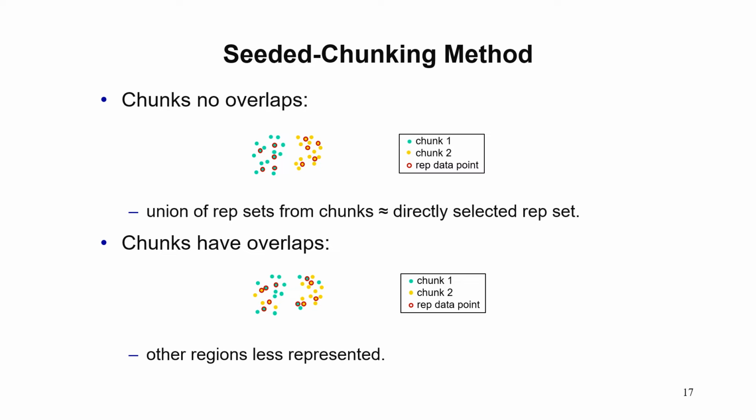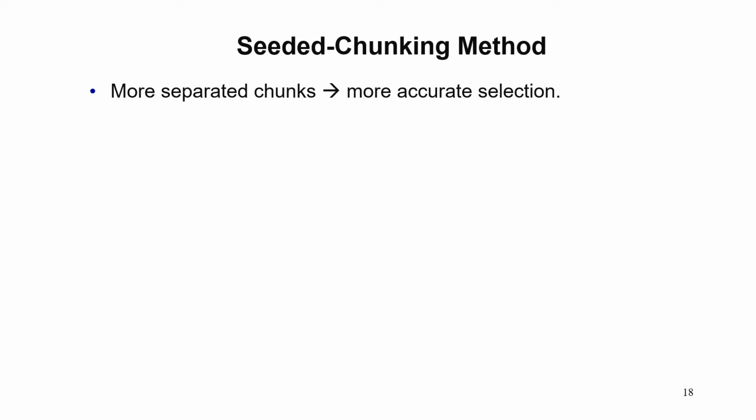When chunks have overlapping regions, unnecessarily more representative data points may be selected in the overlapping regions, which may cause other regions to have less quota for representative data points, and thus to be less represented. The chunk overlap means data points and their close neighbors are in different chunks. For example, different chunks occupy the same cluster, as shown in this two-chunk case. We can see that the resulting representative set is less optimal in this case. Thus, more separated chunks lead to more accurate hierarchical selection.